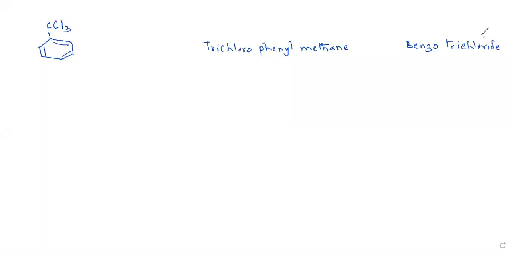Okay, take this one. See, this is trichlorophenylmethane. Common name is benzotrichloride. So benzyl, benzal, and this is benzo. Okay. Next.